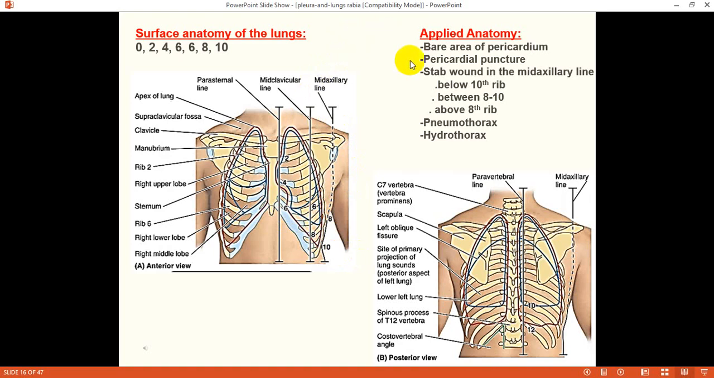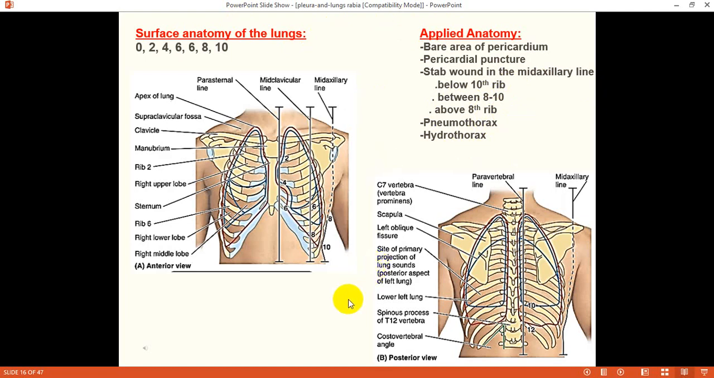So talking about stab wounds in the mid-axillary line, which is frequently asked in the examination. In the mid-axillary line, if the stab wound is below the 10th rib, then it will not damage the pleura or the lungs. So it will not penetrate the pleural cavity. Stab wounds between the 8th and 10th rib, in expiration especially, will penetrate the pleural cavity but not touch the lungs. Stab wounds above the 8th rib will penetrate the pleural cavity first and also damage the lungs.